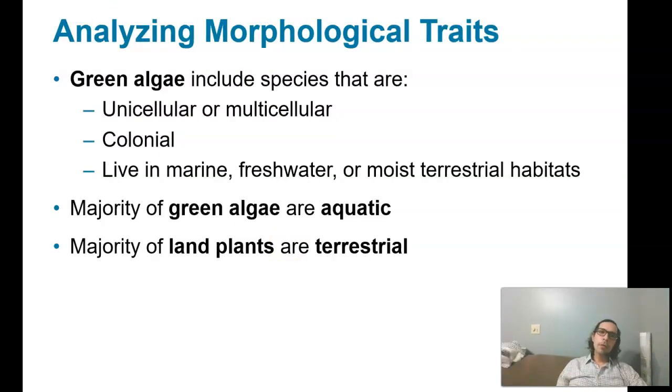So when they're looking at green algae, green algae includes species that can be either unicellular or multicellular. They can be colonial, they can live in water environments like marine environments or freshwater habitats, but the majority of them are aquatic. And the majority of land plants are terrestrial.